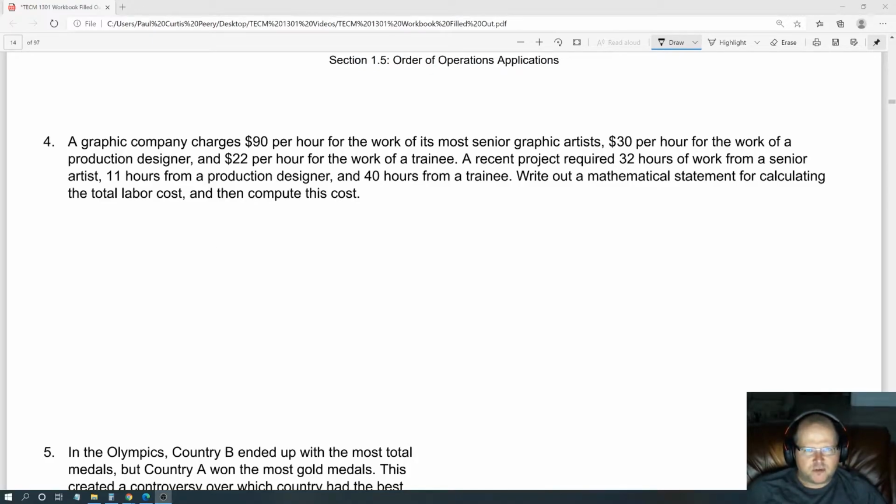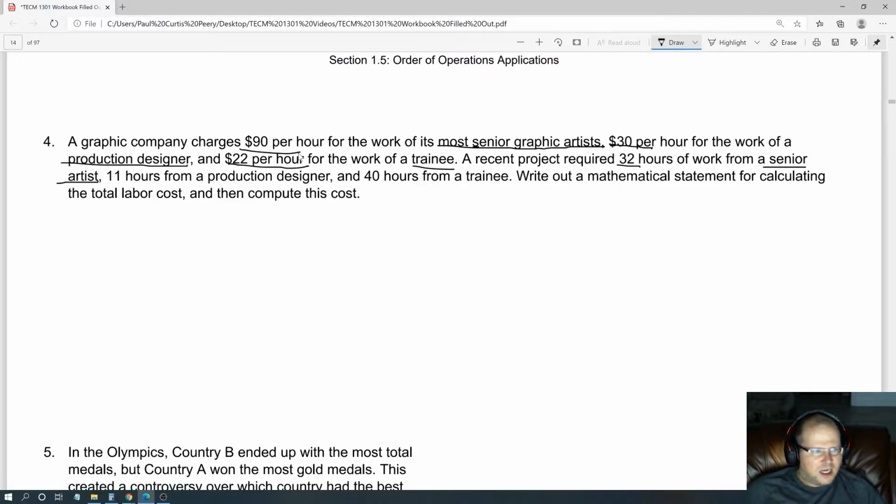Section 1.5, Order of Operations, Applications. A graphic company charges $90 per hour for the work of its most senior graphics artist, $30 per hour for the work of its production designer, and $20 per hour for the work of a trainee. A recent project requires 32 hours of work from a senior artist.